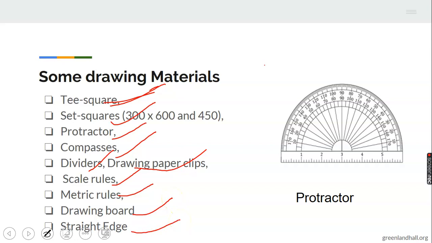You might have seen some of them before and not known what they are called. Today you know the names of all the drawing materials. Some of you have mathematical sets, but you don't know the names of all the materials inside. You can see this picture I have here. This is a protractor. You see it in your math sets, it's used for drawing. It's a drawing material called protractor.